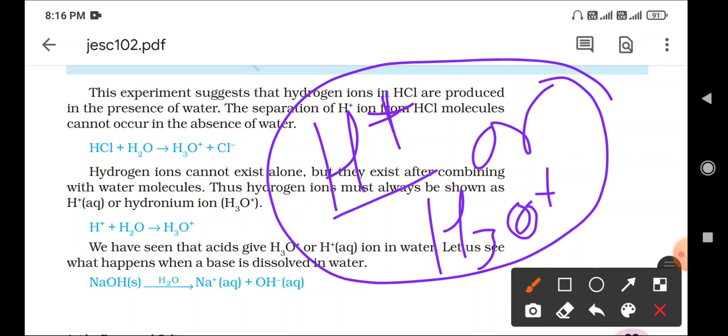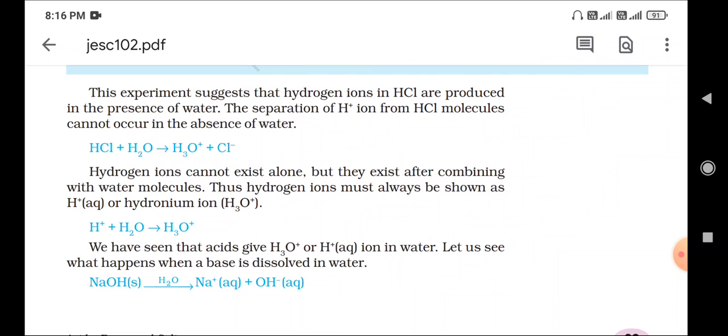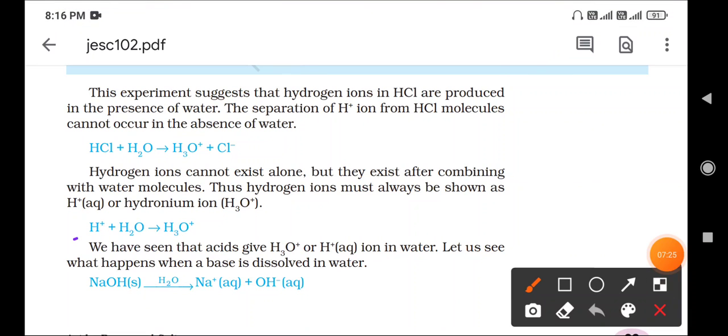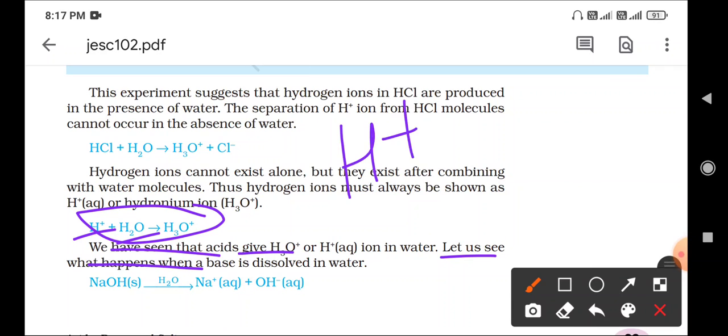H plus we can write, this is correct, and this is also correct. This is called the hydronium ion. So H plus with H2O gives the hydronium ion. We have seen that acids give H3O plus or H plus ions in water. Let us see what happens when a base is dissolved in water. So we concluded here that acid reacts with water and gives H plus ions or H3O plus.